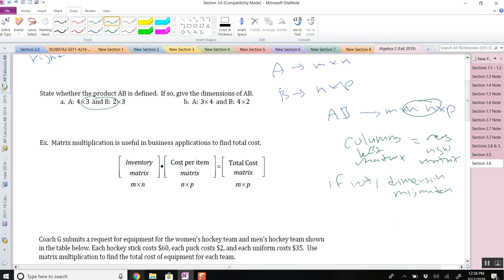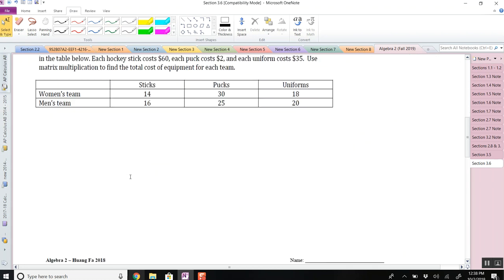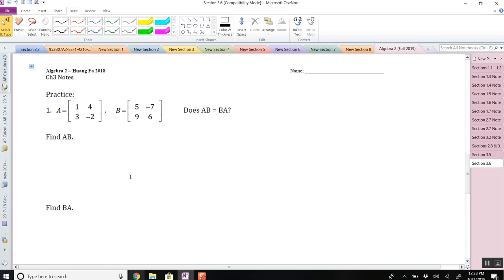Notice how those don't match up. The answer is no. Now notice how those match up. The answer is yes. And the dimensions of your answer will be a 3 by 2. Now, again, you kind of just take my word for this. Let's actually go through an example so you see how this works. I'm going to skip ahead a little bit.